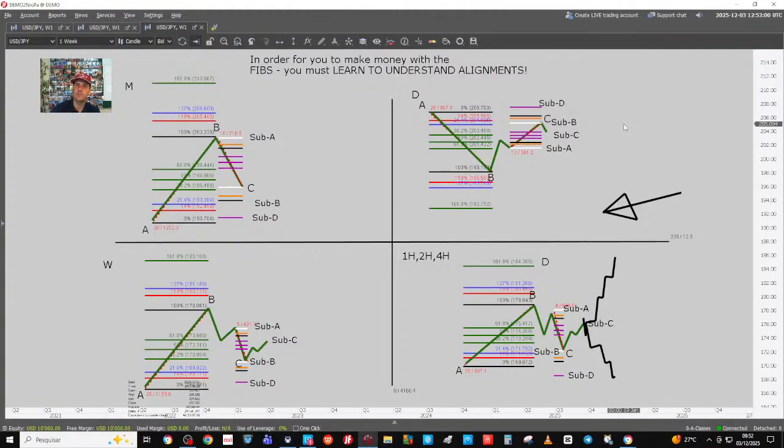Okay, so moving the conversation forward, everybody. If you want to buy the original one, why do you want to buy? And if you want to sell the 1 hour, 2 hour, 4 hour chart, why do you want to sell, right?